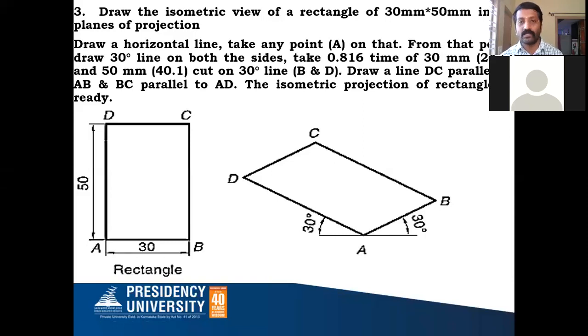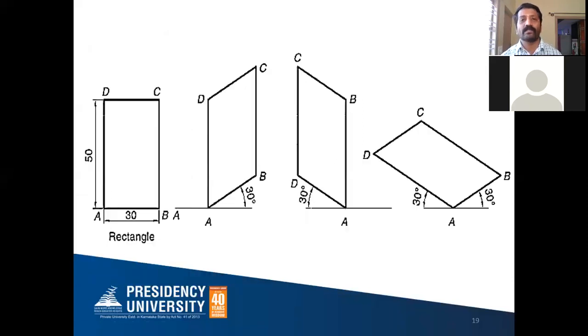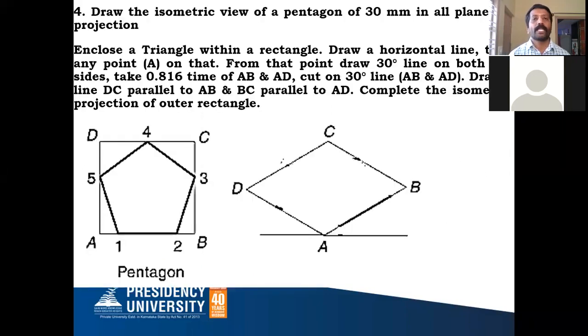Similarly, the other two methods also you can try, and you are going to get it in this way: vertical line with 30-degree right side, vertical line with 30-degree left side, and the first method which we followed. Like this, all three possible ways we can try with the rectangle. So this is how the rectangle is done. Next, after the rectangle, we'll try the pentagon. So, coming to the pentagon.